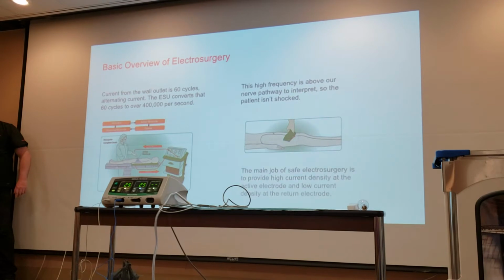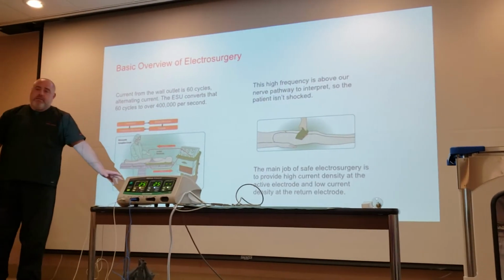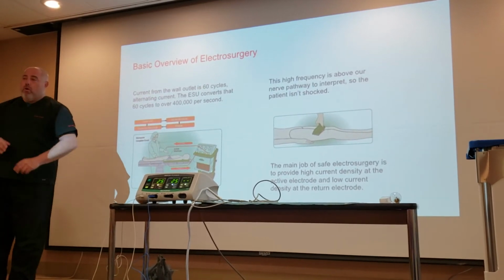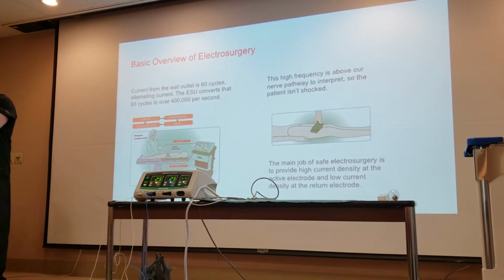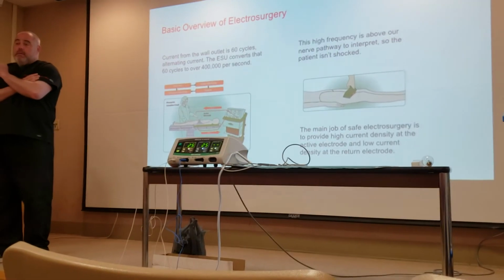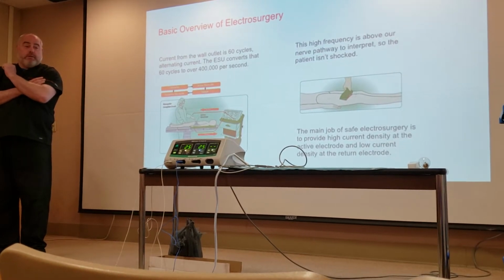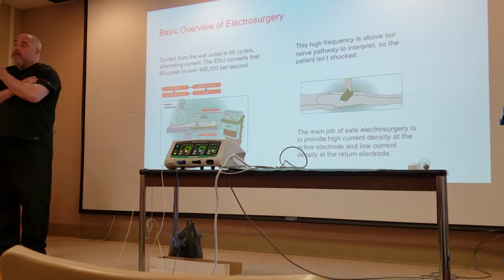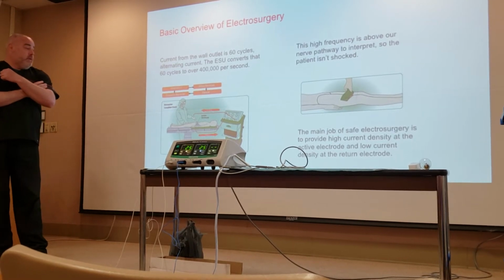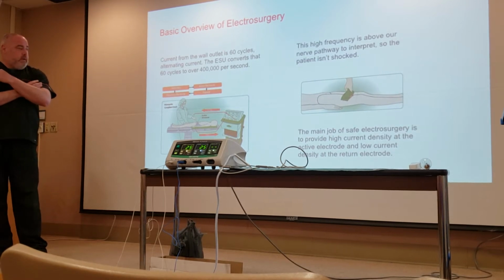This is a basic overview of how electrosurgery works. We take 60 cycles out of the wall and we convert it to over 400,000 cycles per second. That is a critical thing. For that reason, that is why patients don't get electrocuted when we use these instruments. We're operating now at an electrical circuit that is higher than the neuromuscular pathway. It's a very important thing, and we'll talk in a minute why.